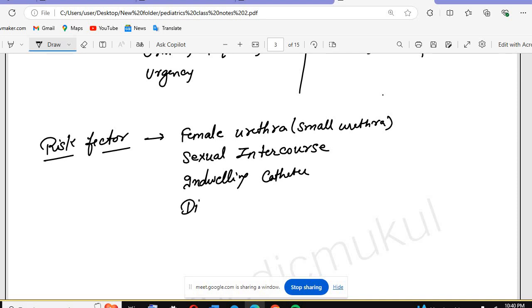Diabetes mellitus is also a risk factor, because it means we will see sugar, or glucose, in the urine. Glucose in the urine will attract more bacteria, so there are more chances of infection, more chances of inflammation of the urinary bladder, and there will be impaired bladder emptying.